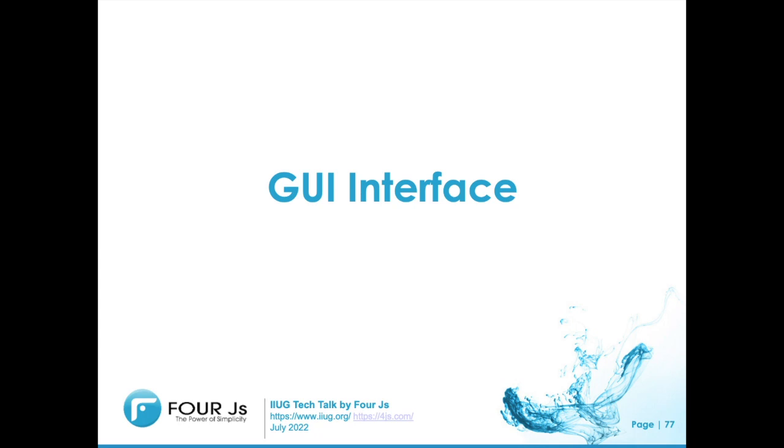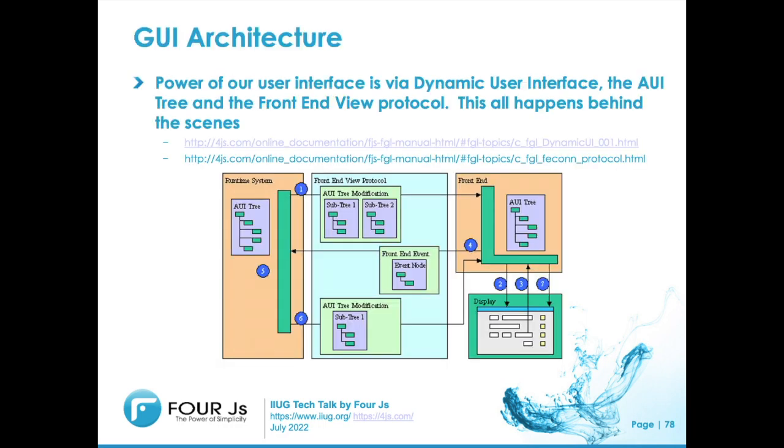Now let's talk GUI. If you've decided to transform your GUI, let's look at the steps you need to walk through. The power of our architecture is via the dynamic user interface, the AUI tree, and the front-end view protocol. This all happens behind the scenes, but it is helpful to have a little bit of knowledge of just what's occurring there.